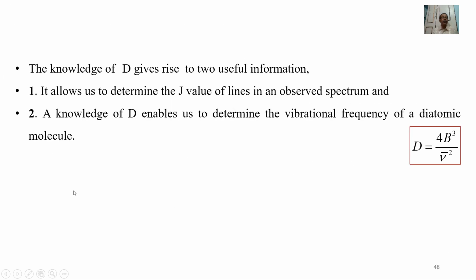The knowledge of D gives rise to two useful pieces of information. It allows us to determine the J value of lines in an observed spectrum, and a knowledge of D enables us to determine the vibrational frequency of a diatomic molecule. See, look at the figure. Look at the expression D equals 4B cube divided by nu bar squared.